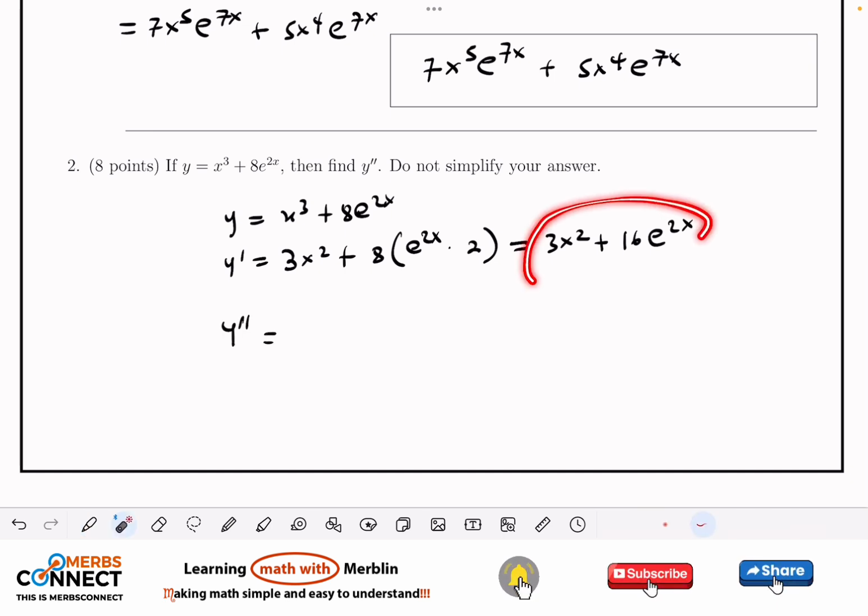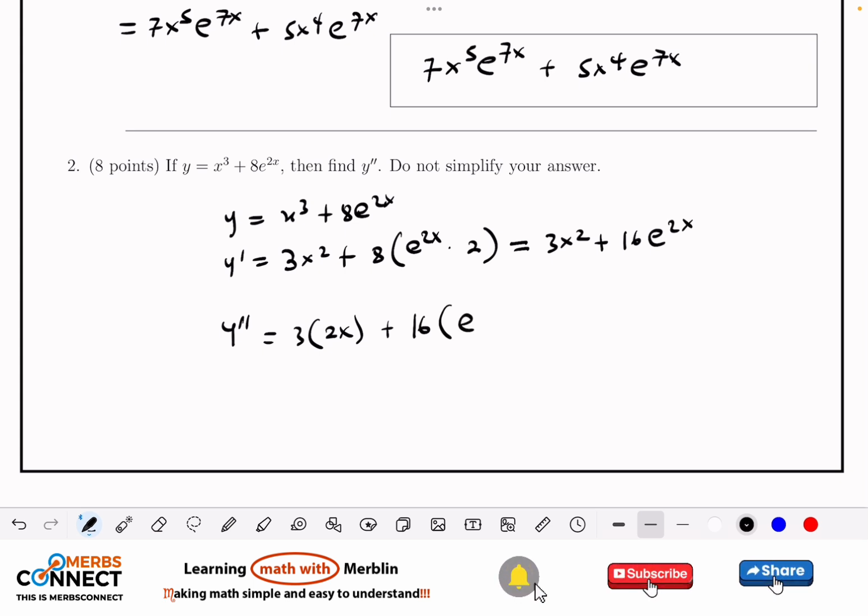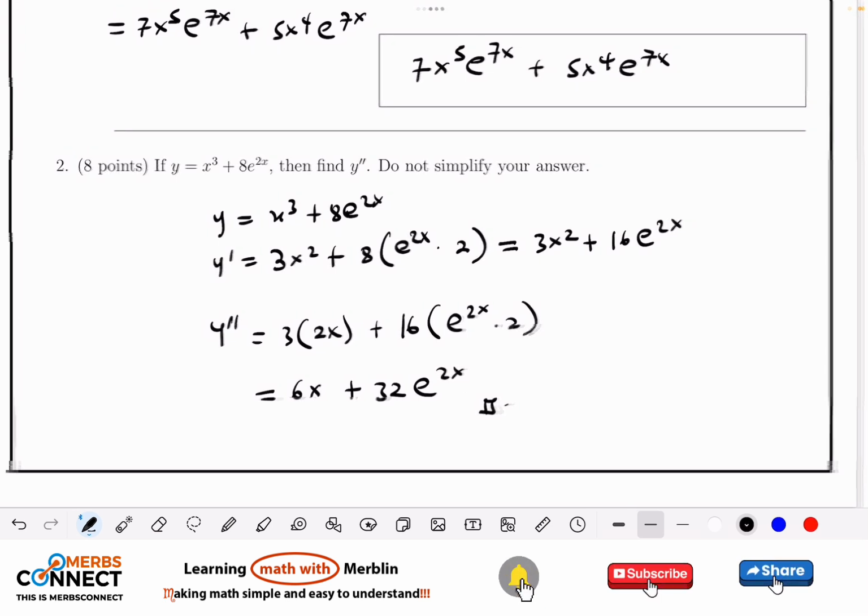Now I need to differentiate my final result here. So when I factor 3 out and differentiate x squared, what am I going to get? 2x plus, I factor 16 out, differentiate e to the power 2x, maintain e to the power 2x, and differentiate the top, which is going to give us 2. So our final result is going to be 6x plus 32 e to the power 2x. This will be the final result. So this is what I'm going to get for question 2.